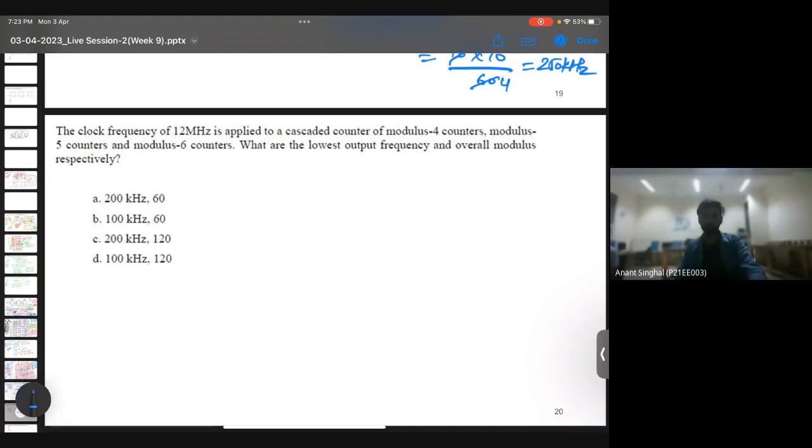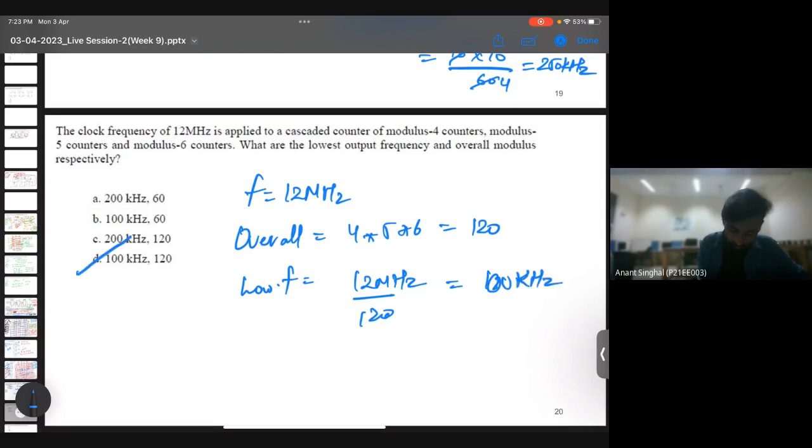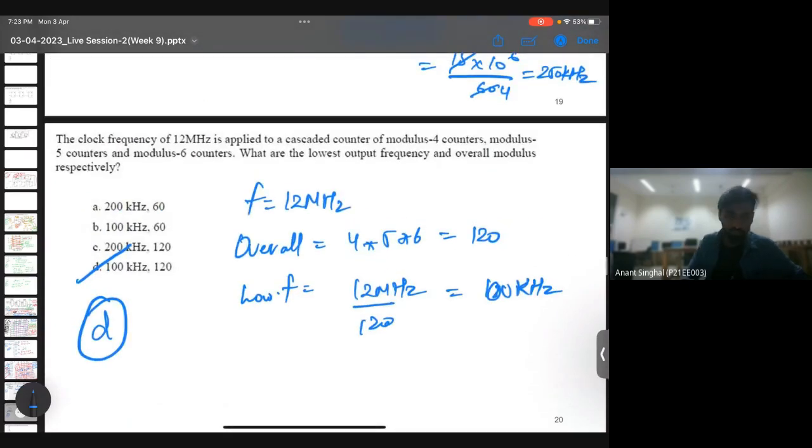So the question says it has a given frequency of 12 megahertz, and since the counters are 4, then 5, and then 6, the overall modulus will be 120. The lowest frequency will be 12 megahertz divided by 120, which is 100 kilohertz, which is option D. So all of you are correct. We'll start the next question in 1 minute.